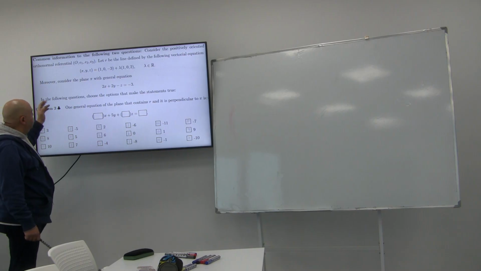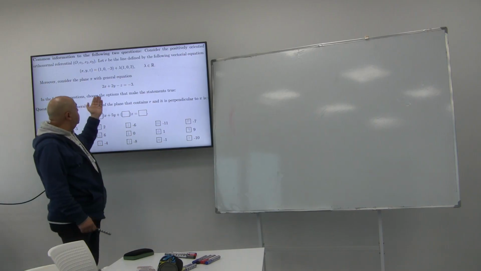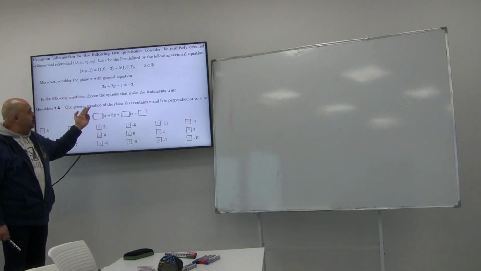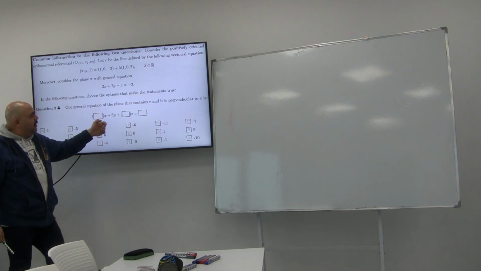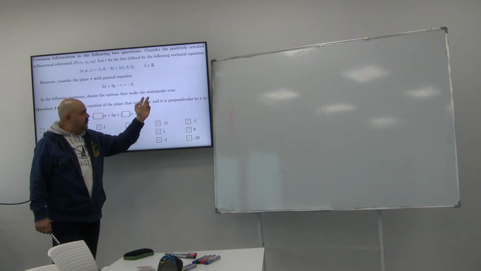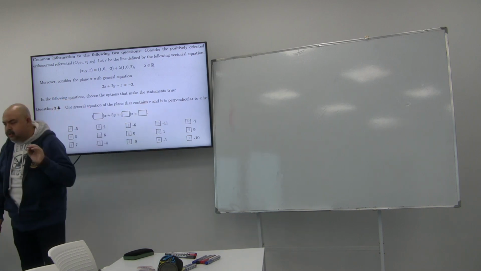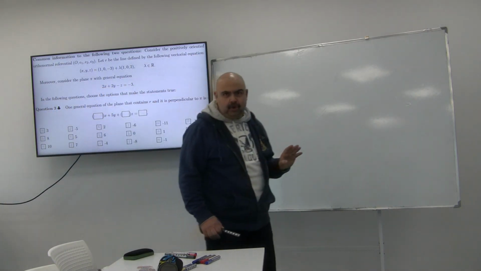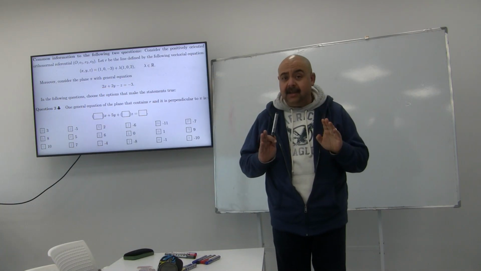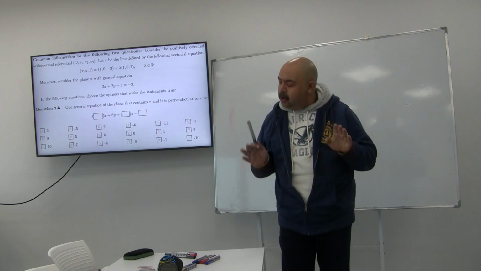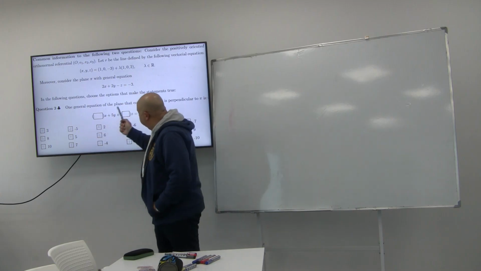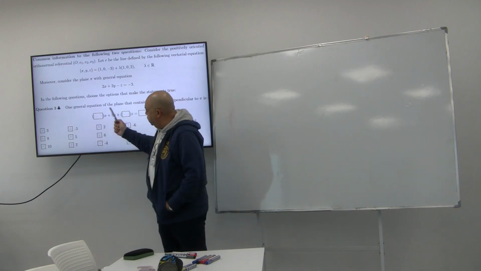He's telling you in the following question: choose the options that make the statement true. One general equation of the plane that contains R and is perpendicular to pi. For such sentences, you don't read them once. You should read them once, twice, three times if you want to. Okay, once more, let's go through it. This is a form of a general equation of a plane.